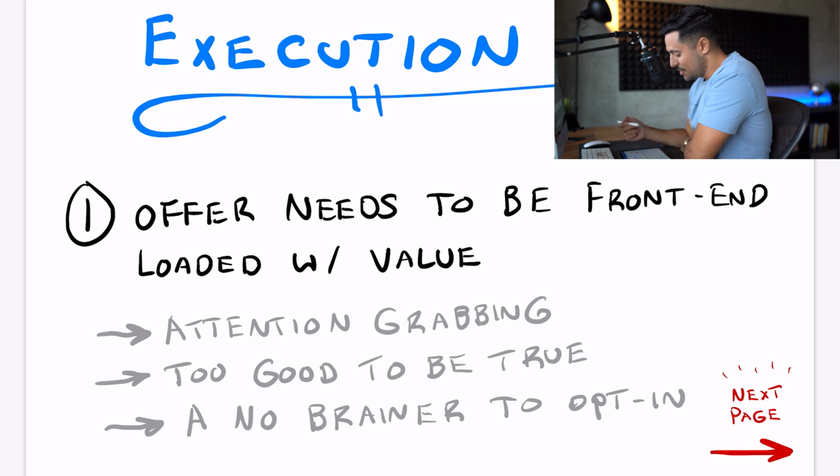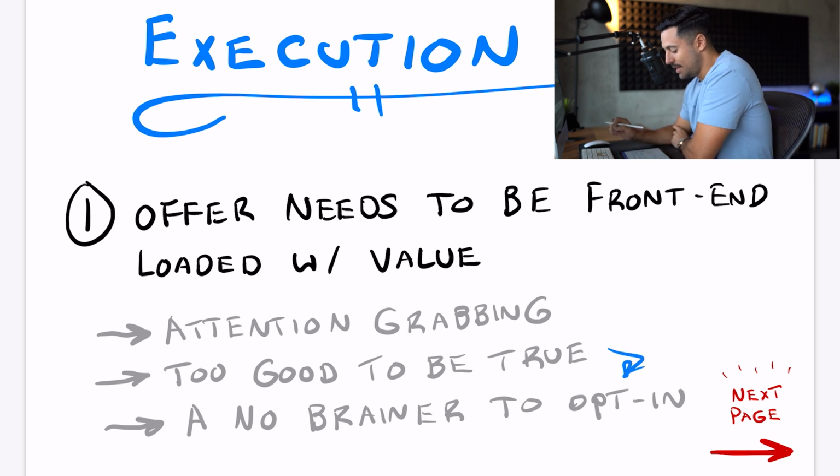Now, like I said, it needs to be a no-brainer for them to opt in. So it needs to be some sort of offer that really catches their attention, something that is just way too good to be true. And with all of that, it'll tie into it becoming basically a no-brainer to opt in, okay? So that is really the biggest thing.